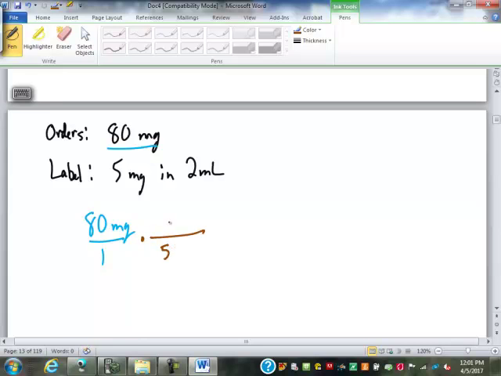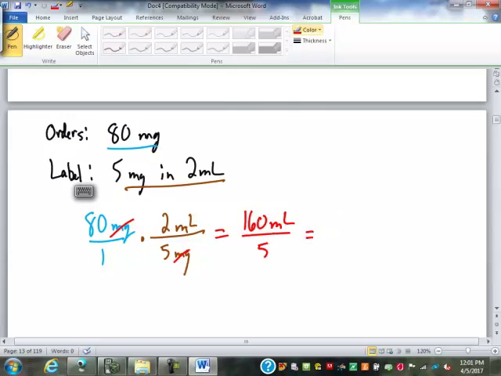So we're going to put 5 milligrams relates to 2 milliliters. So 5 milligrams goes on bottom, 2 milliliters on top. The milligrams cancel out. 80 times 2 milliliters is 160 milliliters. And 1 times 5 is 5. We divide that out to get our final answer of 32 milliliters. So we would administer 32 milliliters of that medication to the patient.